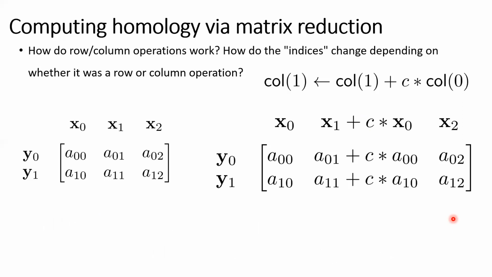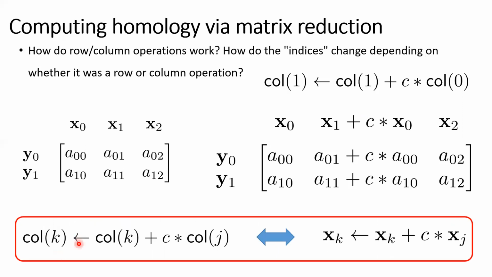To summarize, when you do column operations, and let's say that you're changing the kth column by taking the kth column and adding to it C times the jth column, the result in the basis in the domain is exactly what I have here. It is changing the kth basis element to the kth basis element plus C times the jth basis element. In other words, what you're reading here on the basis side is exactly the same thing as what is happening in the operations between the columns. Okay?